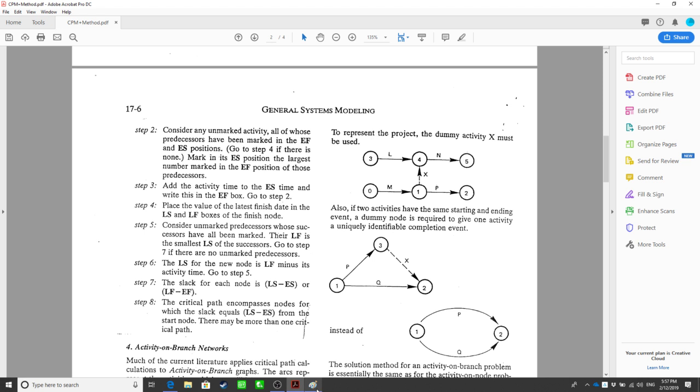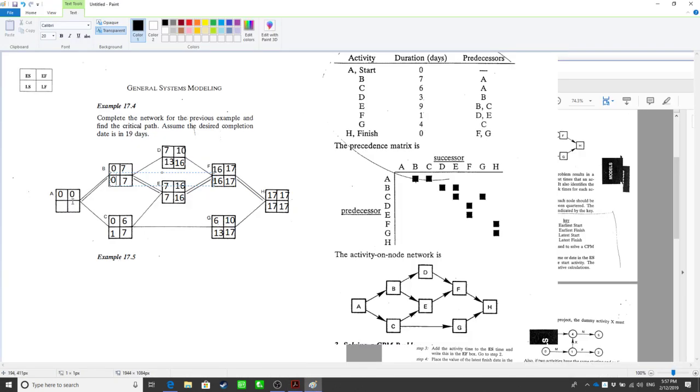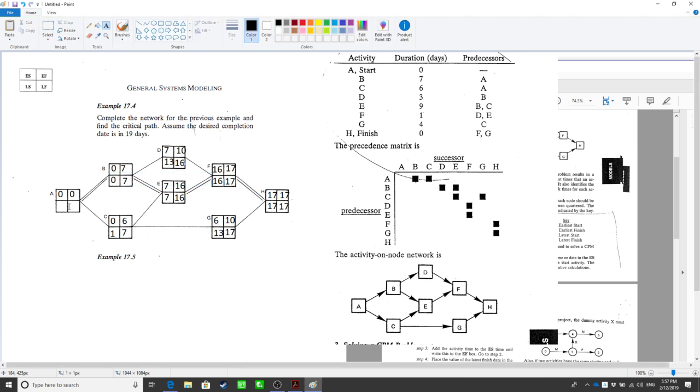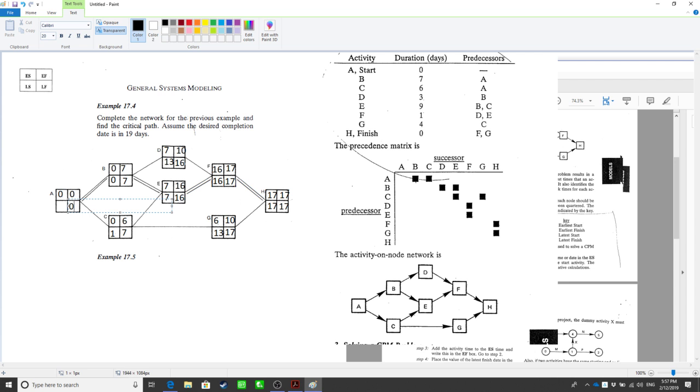So basically, the start and the finish are always going to be the same number. Start and finish, because A is 0, 0, H is 17. Well, okay, it's going to be the same. ES and EF are going to be the same. LS and LF are going to be the same. But it's not necessarily that here.